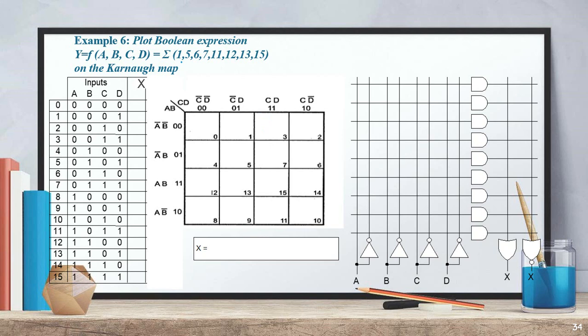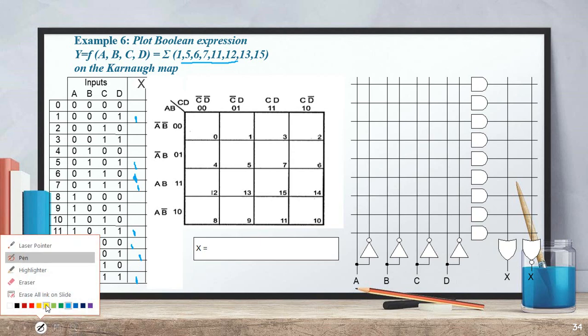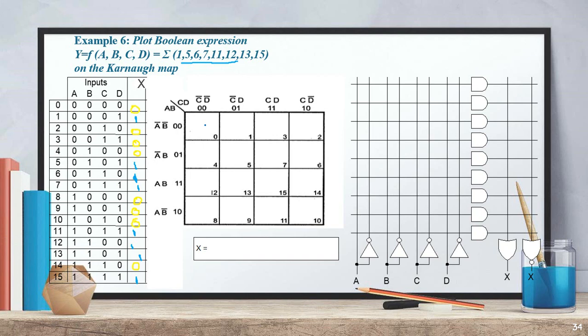Let's go for the next example, which contains 1, 5, 6, 7, 11, 12, 13, 15. So wherever the term is there, make it 1. 1, 5 is there, 6 is there, 7 is there, 11 is there, 12 is there, 13 is there, and 15 is there. Whichever are not there, fill with zeros. Now form the KMAP from the truth table wherever 1 is present.